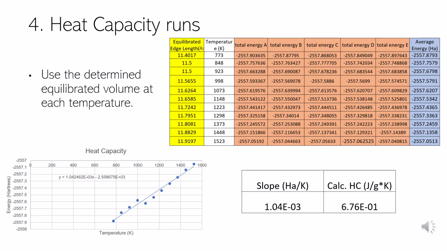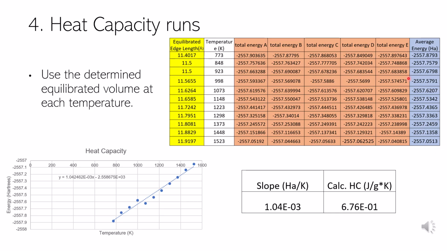The last step is the heat capacity runs. For these runs, we use the equilibrated edge length that we calculated in the zoom-in runs for each temperature. We run the heat capacity simulations 5 times and collect the energy that the atoms contain. In this table, we see the equilibrated edge length of each temperature and the energy that the atoms contain in each repetition. This is the average energy.